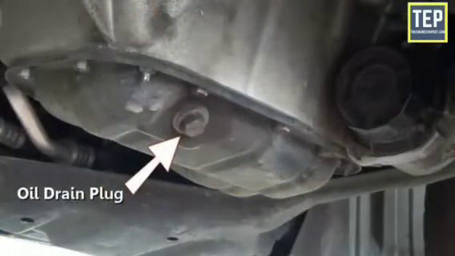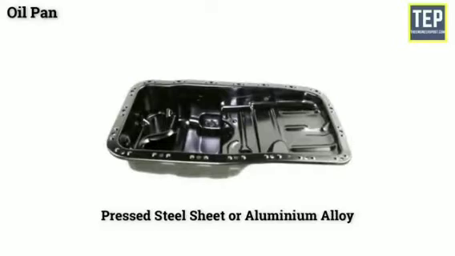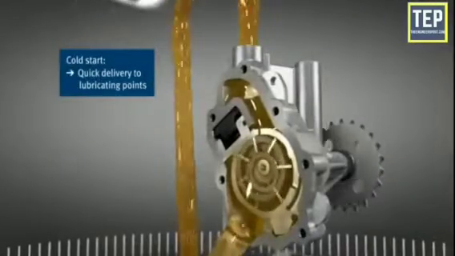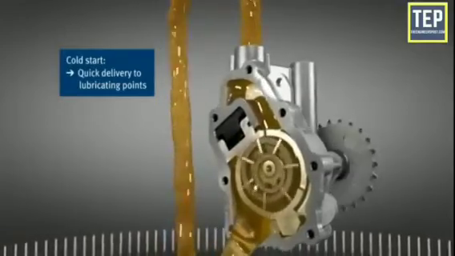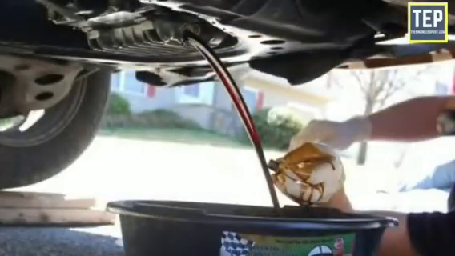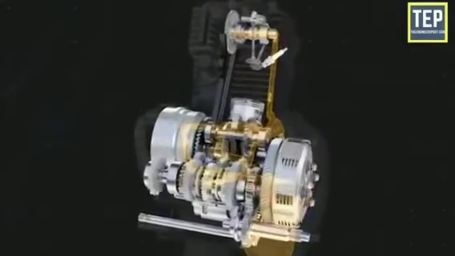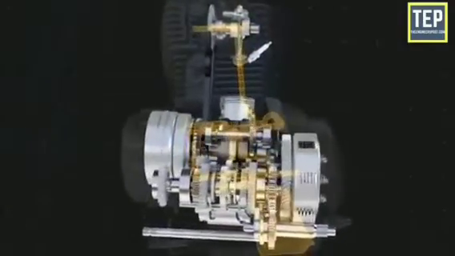At the bottom of the oil sump, a drain plug is provided to drain out the dirty oil at the time of oil replacement. Generally, the sump is made of pressed steel sheet, or aluminium alloy casting is also used. The oil pump in the lubricating system draws oil from the oil pan and sends it to all working parts in the engine. The oil drains off and runs down into the pan. Thus, there is a constant circulation of oil between the pan and the working parts of the engine.